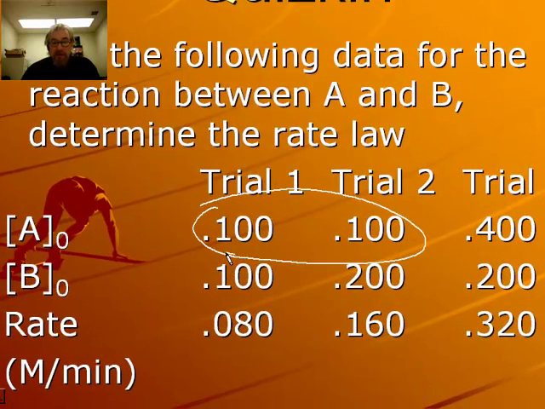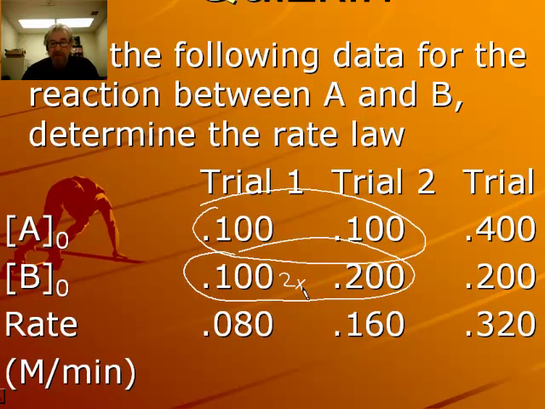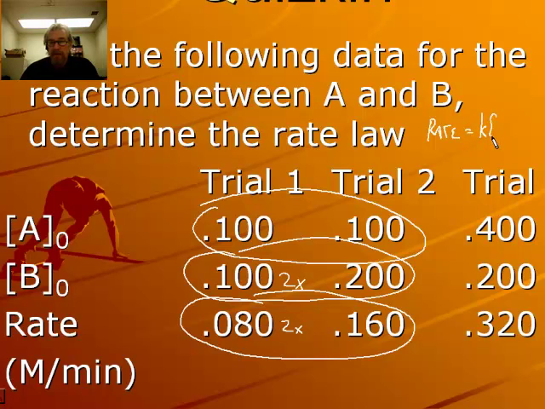However, the concentration of B initially does change. It doubles, goes up 2 times. What happens to the rate? Well, the rate goes from 0.08 to 0.16, which is also a doubling. So if the concentration of B doubles, and that causes the rate to double, here's the relationship between B and rate. It's first order. So far we could say rate equals K times concentration of B raised to the 1 power.